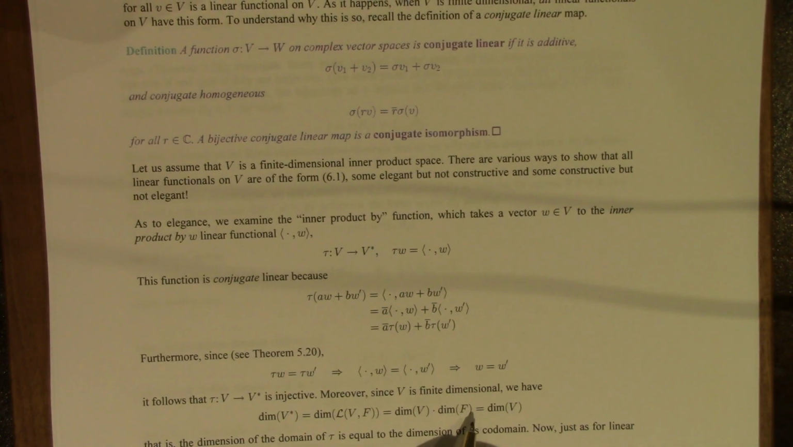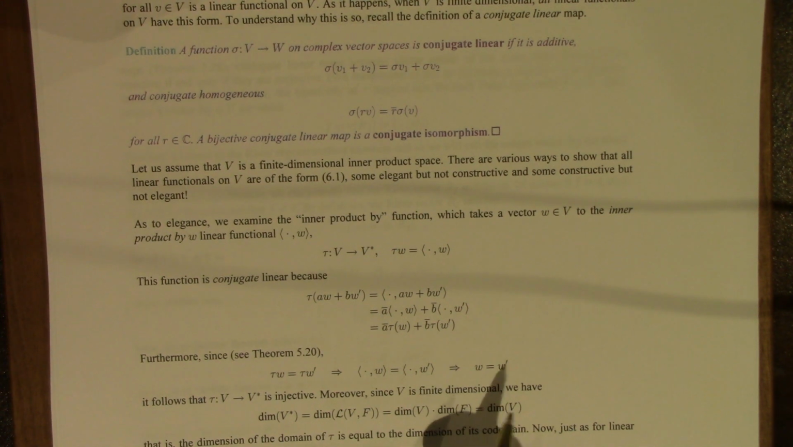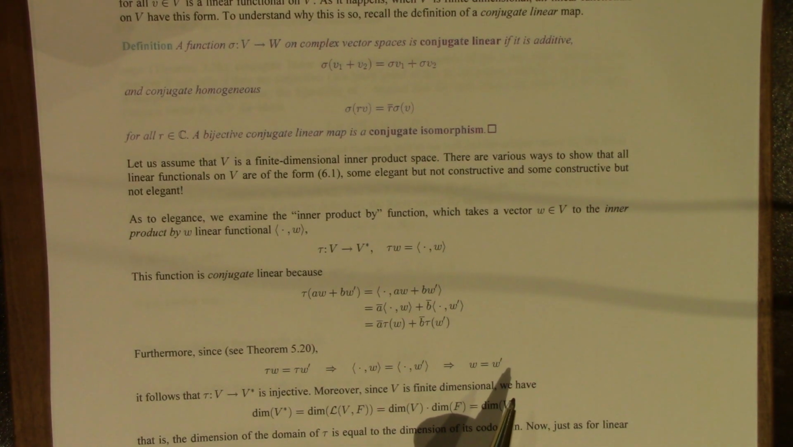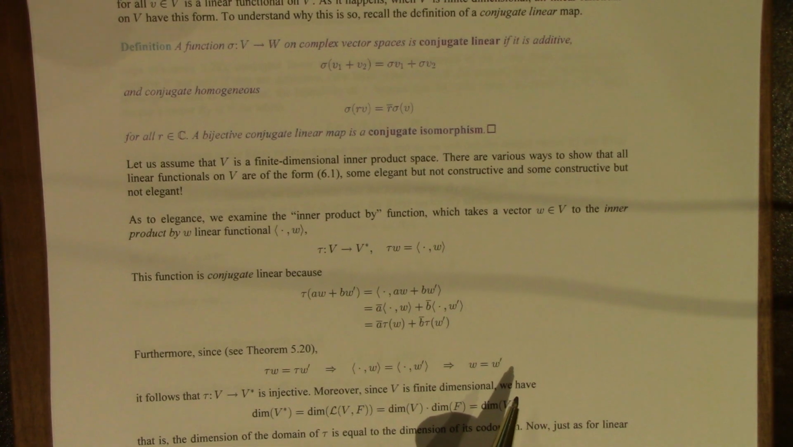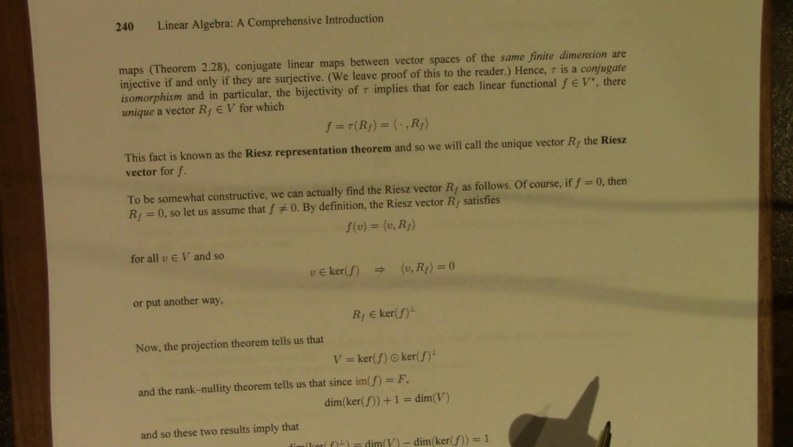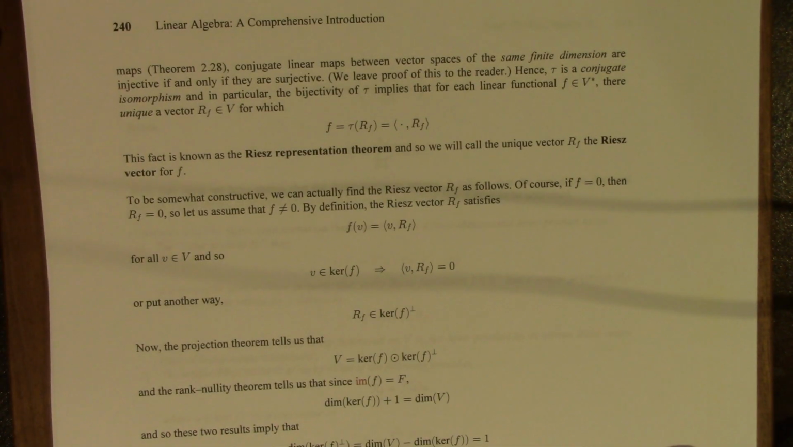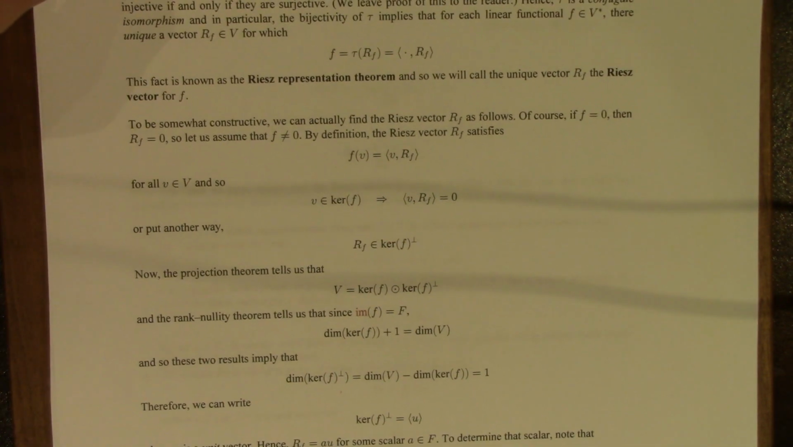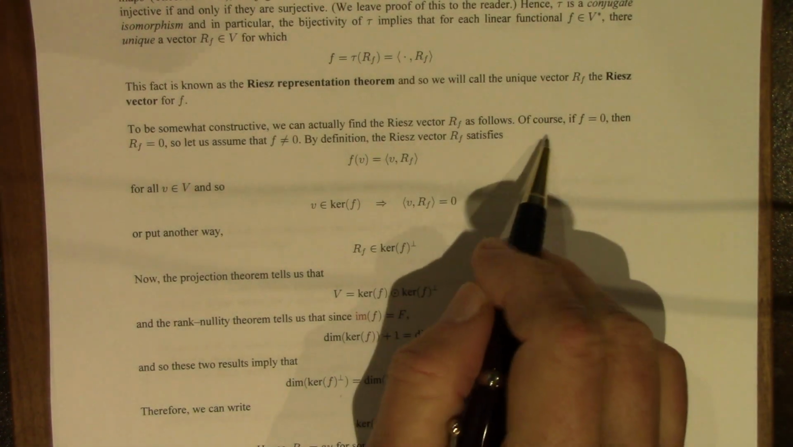This demonstrates that linear maps are extremely important and often can be used to produce very elegant types of proofs. To be a bit more constructive, we can find the unique Riesz vector as follows.